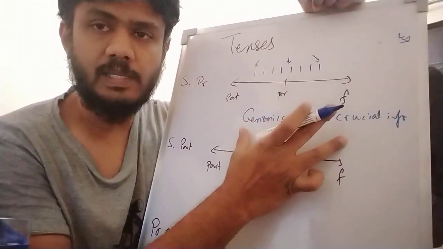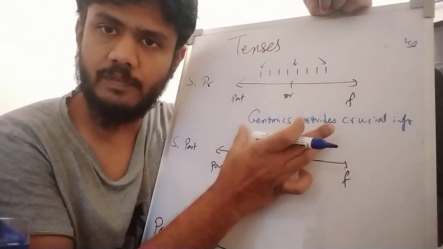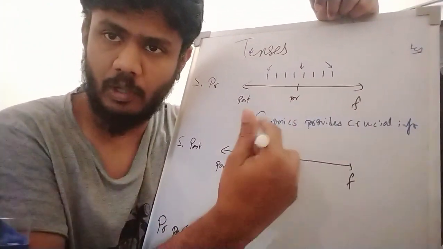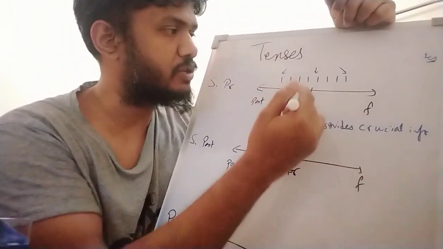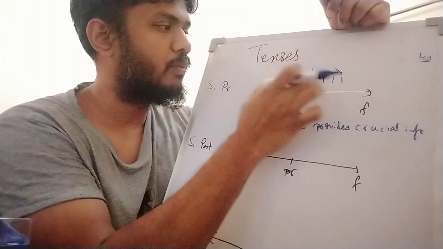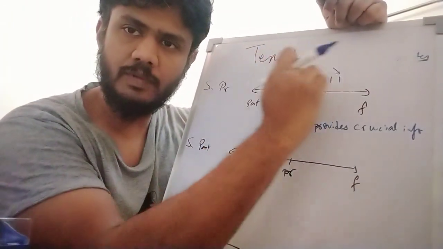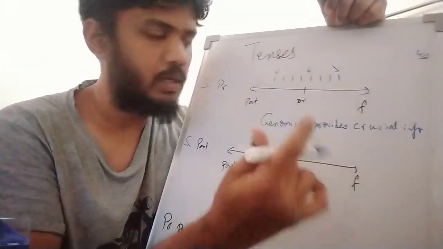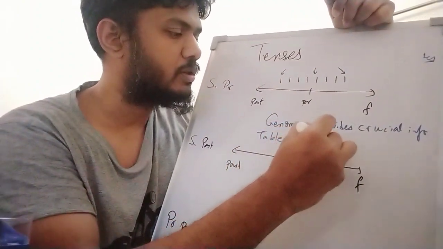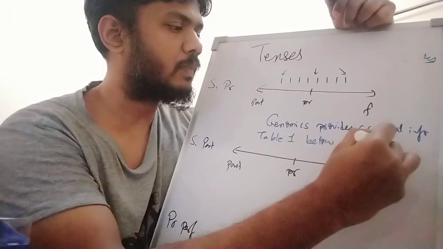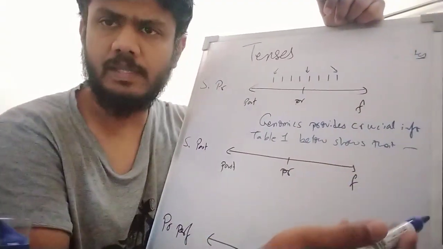So in such cases, these kinds of statements are facts, right? We call them facts. That it's true for a long, long duration of time. So that's why I've drawn these lines. For a long elongated period of time, these statements will remain true. So table 1 below shows that, right? Shows that, demonstrates that. Yeah.